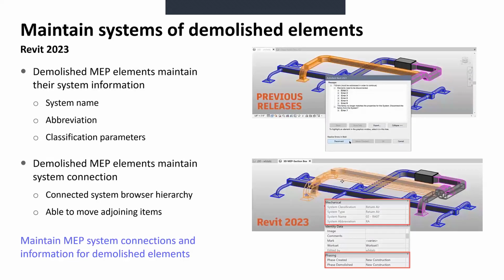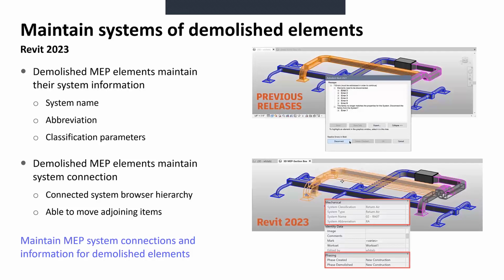My big yes moment for 2023 was the release of the maintaining of systems when demolished. In previous versions, when you demolished any of your systems, your content all became not orphaned, it was undefined, and you couldn't do anything with it. It lost all of its information. It lost connection to the next piece of equipment that was next to it. The fittings, everything was disconnected and essentially broken.